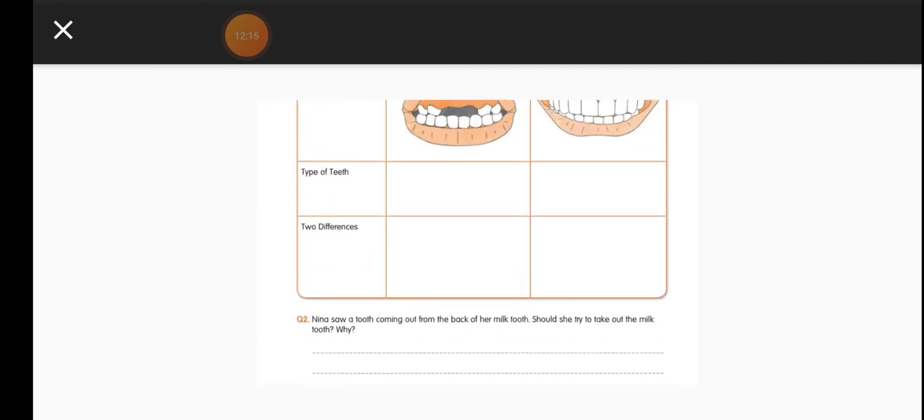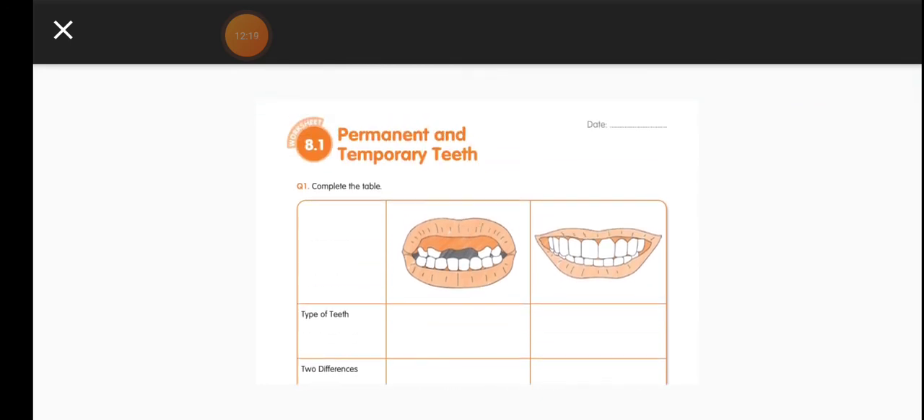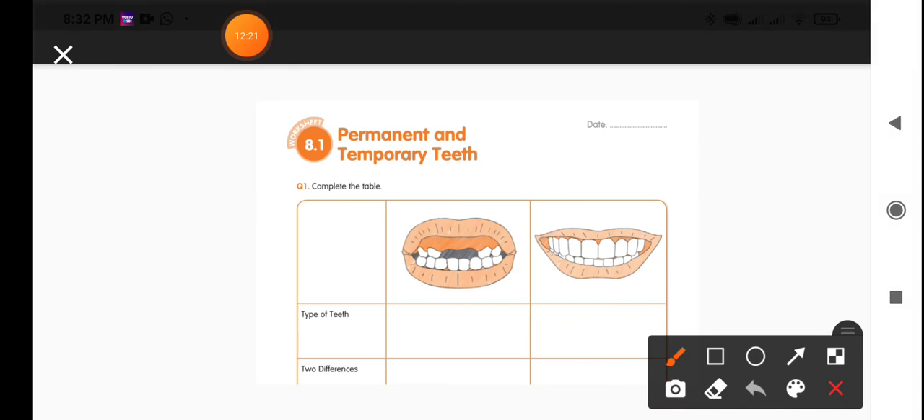So before answering, you read page number 10 from your content book about permanent and temporary teeth. After reading that, you try to answer these questions. So the first question is to complete the table about permanent and temporary teeth. In this question, you have to find out the type of teeth. Look at the picture and find out what set of teeth is given in this picture.